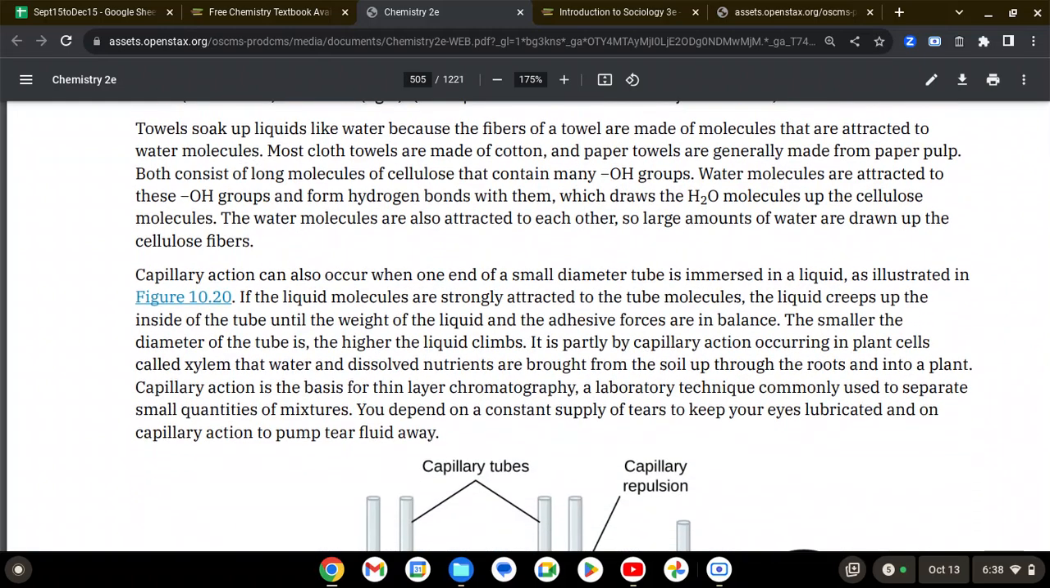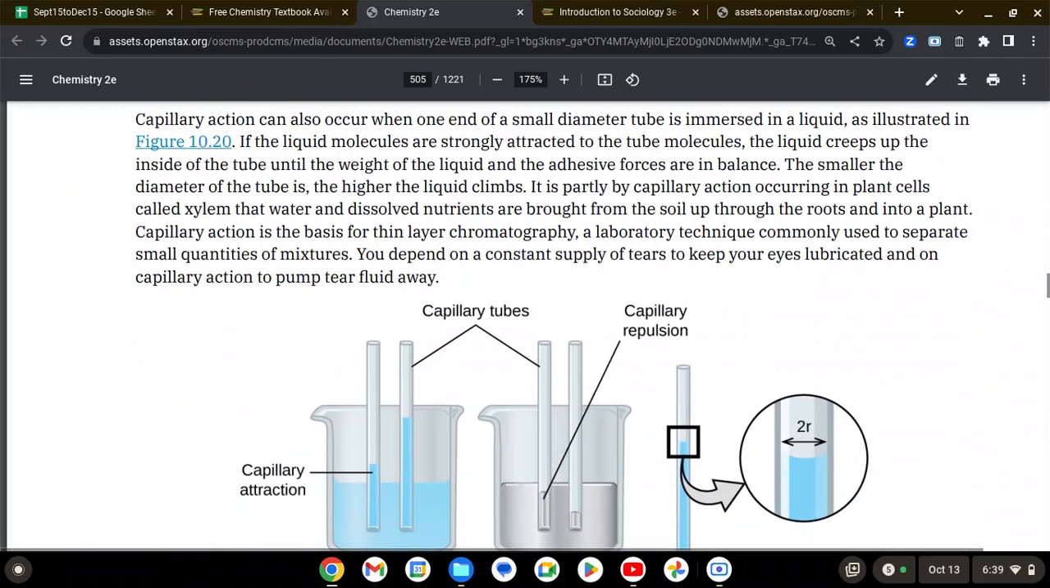Towels soak up liquids like water because the fibers of a towel are made of molecules that are attracted to water molecules. Most cloth towels are made of cotton, and paper towels are generally made from paper pulp. These both consist of long molecules of cellulose that contain many OH groups. Water molecules are attracted to these OH groups and form hydrogen bonds with them, which draws the water molecules up the cellulose molecules. The water molecules are also attracted to each other, so large amounts of water are drawn up the cellulose fibers.